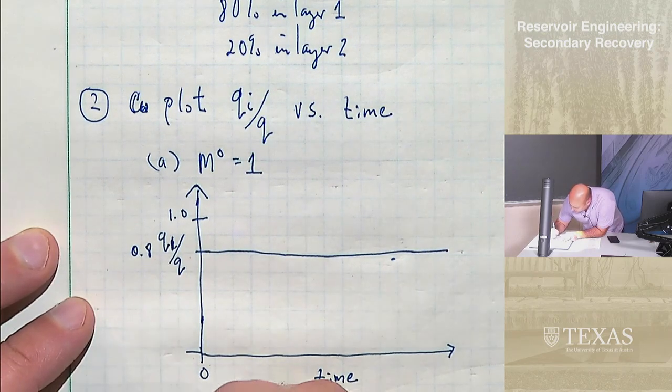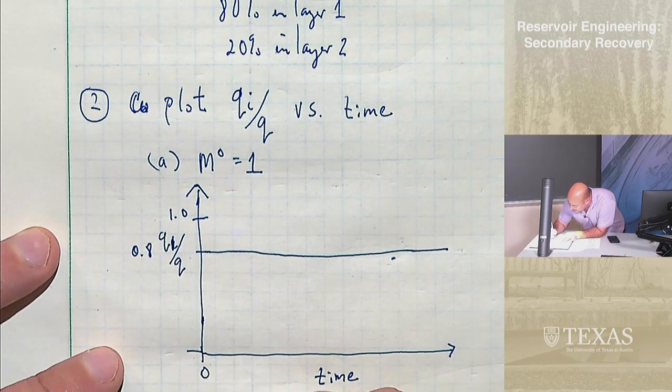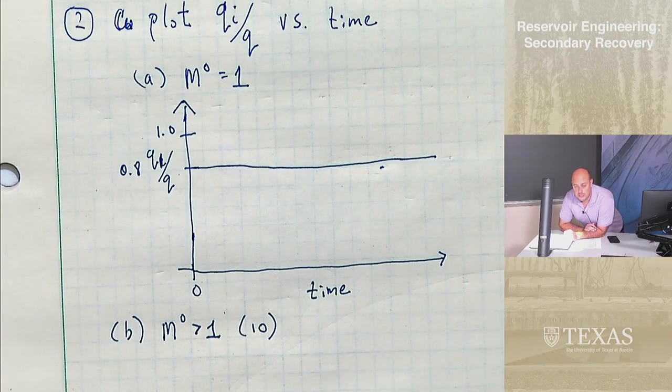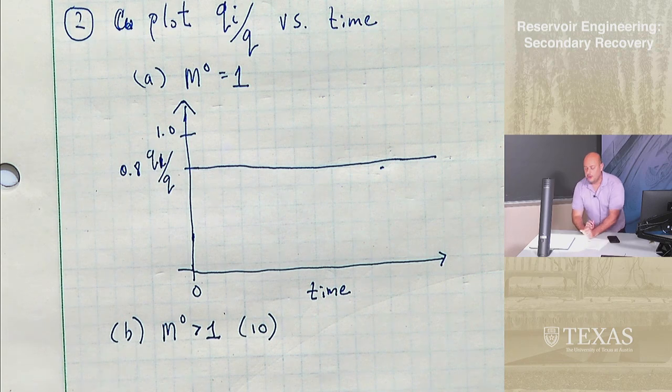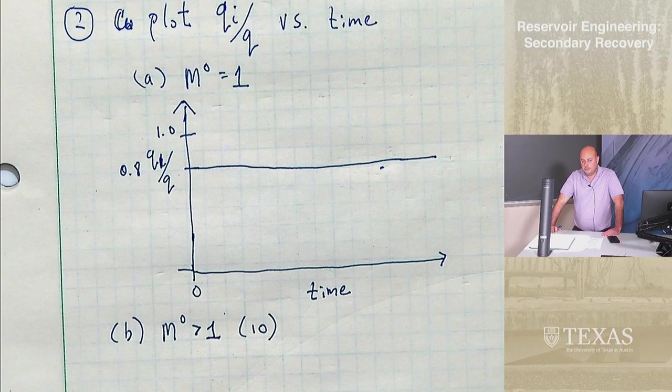Let's think about the next case, B. Say the mobility ratio is now greater than 1, let's say like 10. If we were calculating this, we would need to know the actual mobility ratio, but this is just sketches. So now we have a mobility ratio greater than 1. That means that the mobility of the injected water is greater than the mobility of the oil. Or another way of thinking about it, you have low viscosity water displacing high viscosity oil.